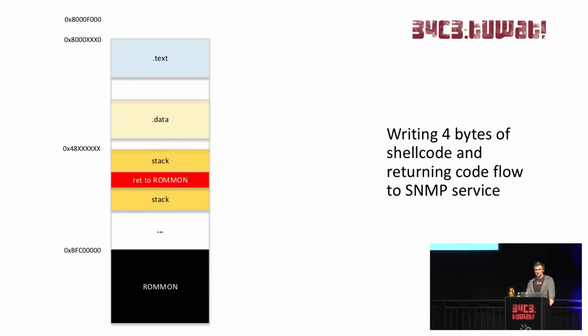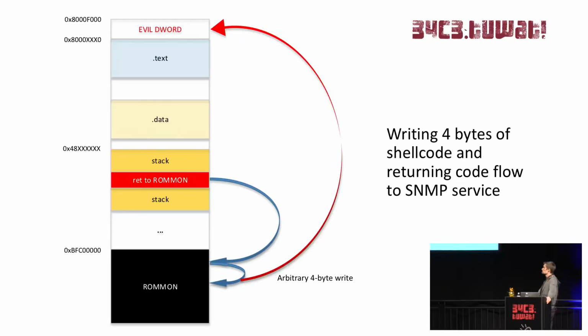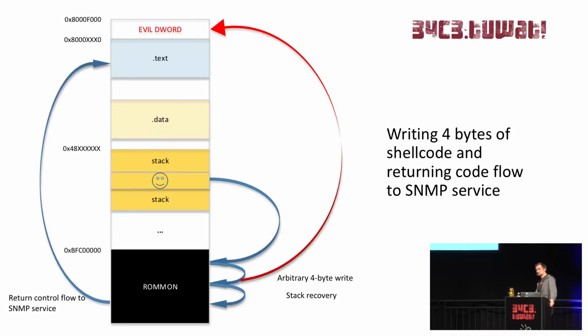So here's how it works. We overflow the stack. We overflow the return address, so it points to the ROM monitor. We jump to the ROM monitor. Then we find a gadget that reuses the data on our stack to make an arbitrary 4-byte write just before the text section. Then we have to find a gadget that will recover the stack for us so we can restore the legitimate SNMP execution code flow. So this is basically an overview of one cycle of how we write a 4-byte double word.